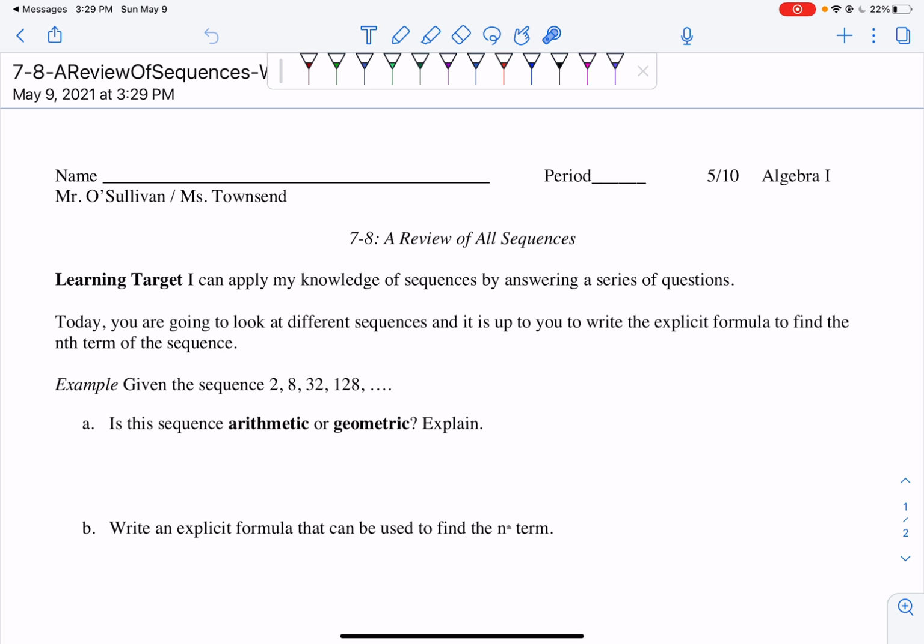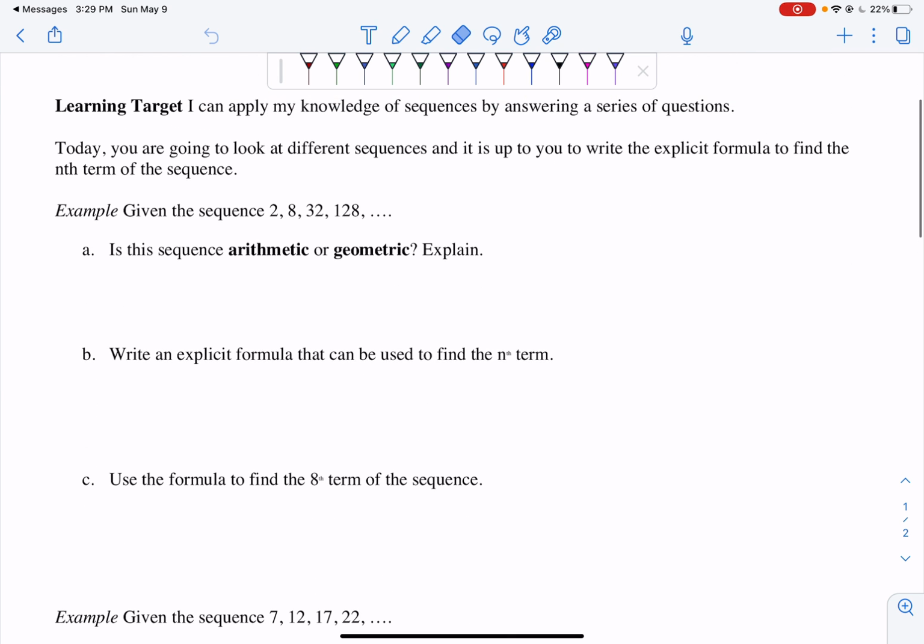Today we're going to be doing a review of all sequences. Today's learning target is I can apply my knowledge of sequences by answering a series of questions. So today you're going to be looking at different sequences, and it's up to you to write the explicit formula to find the nth term of the sequence.